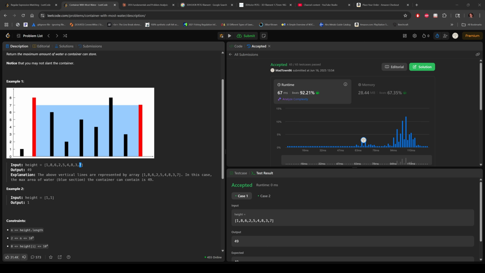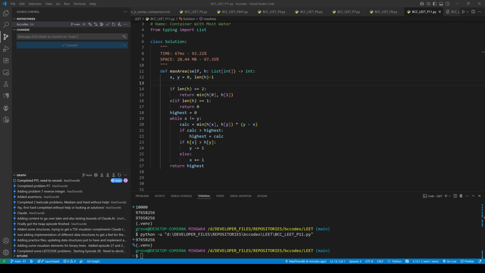So we're going to jump over to VS Code and go over the two-pointer solution that I have. Just make note, I have the solution result on the right: 92% beats in time complexity, and 67-ish% for the space complexity. So the problem is relatively simple.